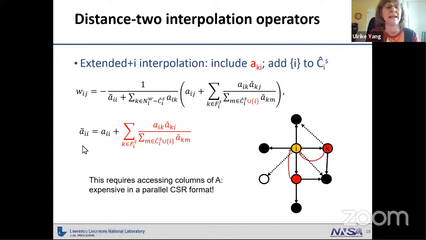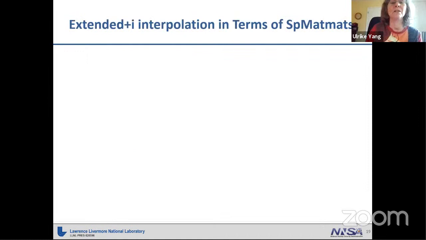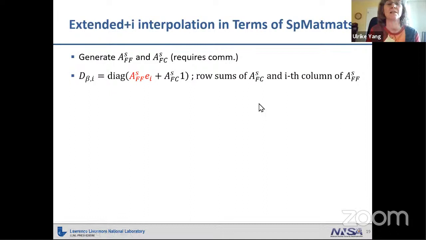One of the problems with this is that in order to get that connection, you have to get the column of I, which is hard to get when you have a CSR format, where you only have the rows within one process. It turns out you can also express this in terms of matrix-matrix multiplication. It's a little more complicated. So now d beta, which before was just the row sum of AFCS, now has to include the ith column of AFFS. And so you can write it this way.